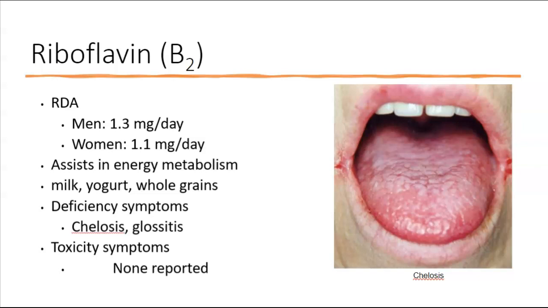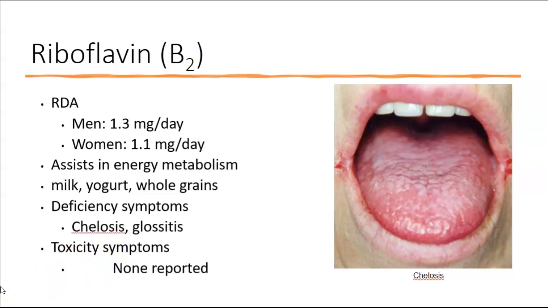Deficiency symptoms, you'll see cheilosis, which is the cracking in the corner of the mouth. The picture on the screen right now is a good example of cheilosis. Not just chapped lips, but actual deep fissures in the corner of the mouth. Glossitis is when the tongue is red or inflamed. So this tongue also kind of looks that way too. There are no toxicity symptoms for riboflavin.